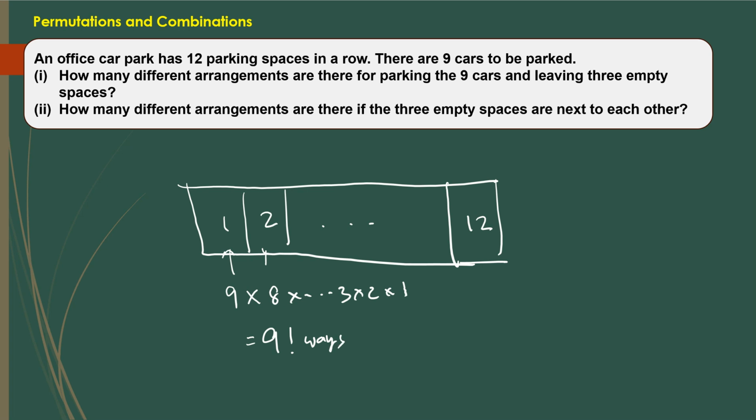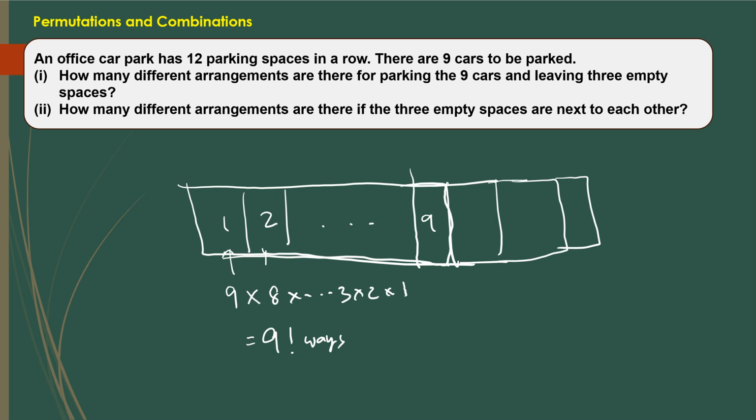But with factorial 9 ways, you only fill in 9 spaces, right? So if this was the 9th space, and then we could have 10, 11, and 12. Only these 9 spaces, or they don't have to be one after the other. They could be leaving gaps in between. But you can only fill up 9 spaces in that way.